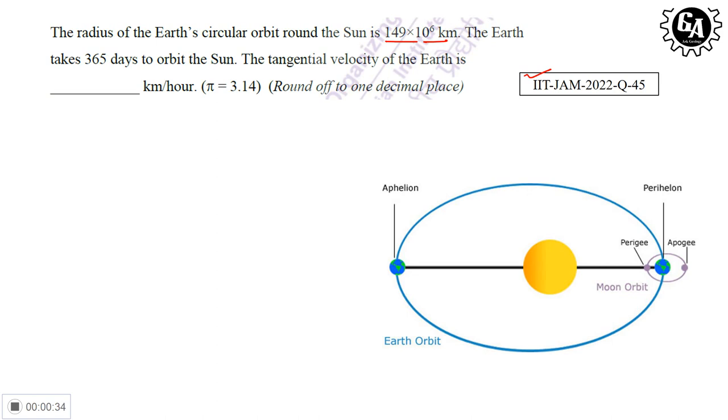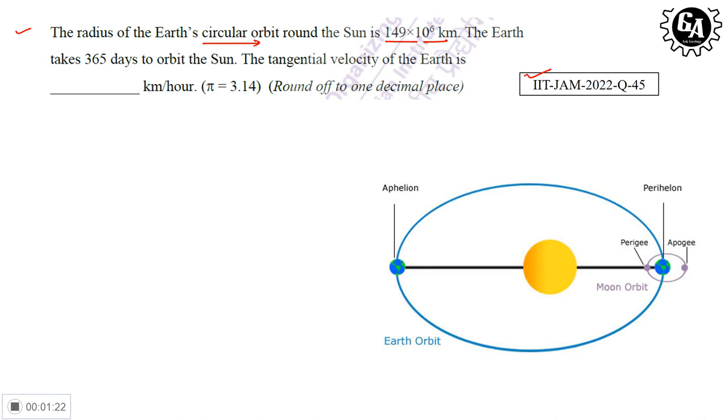The tangential velocity of the Earth is... In the previous general geology video, I think I have given some example, so you can watch that one if you have not watched. There is a very simple relationship between the linear velocity and the angular velocity. In this question, the very first thing is that they have considered the orbit of our Earth around the Sun to be circular. But in reality, the orbit of Earth is not circular, it is elliptical.